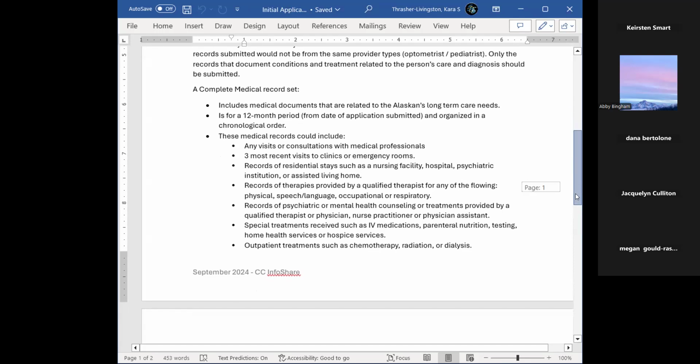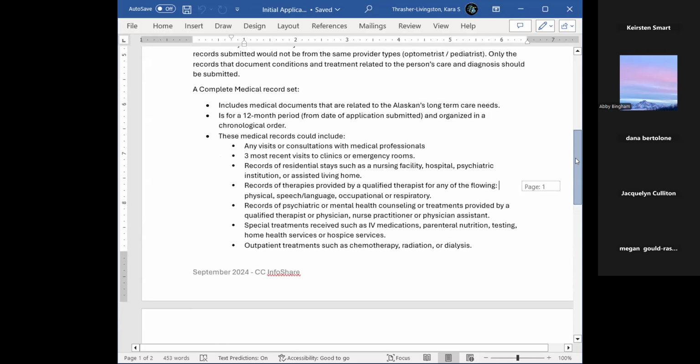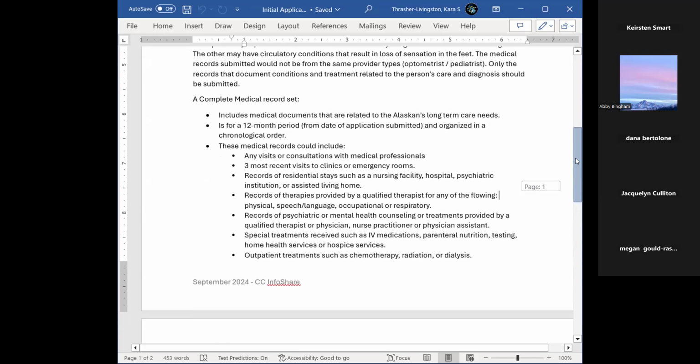Okay, and your feedback is great. I really appreciate it. Hi, I guess I have a comment. It says the three most recent visits to clinics or emergency rooms. I always provide the last 12 months, and I find that some of the assessors want to know how many visits there were in the last 12 months. Even during the assessment, they have the records, but I'm reviewing them and I'll say, okay, it looks like there were six visits. I think those ER visits are pertinent to really showing the acute needs of the person.